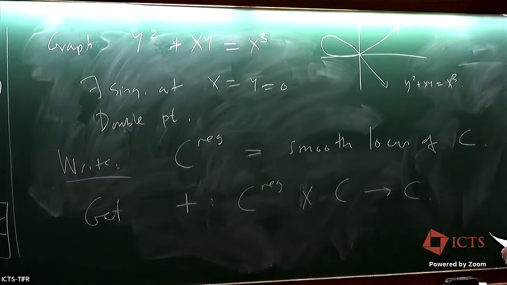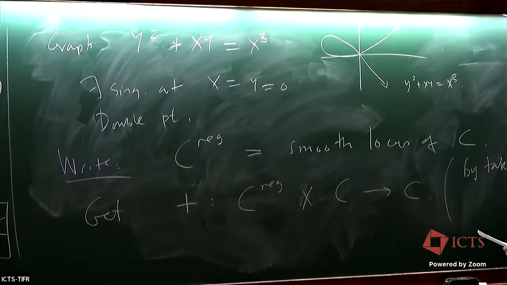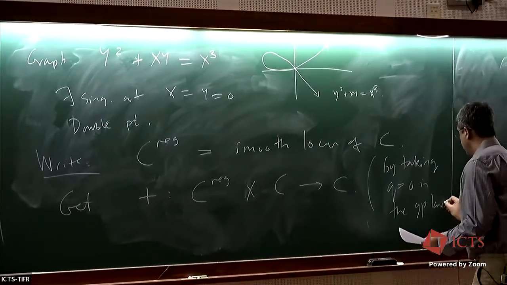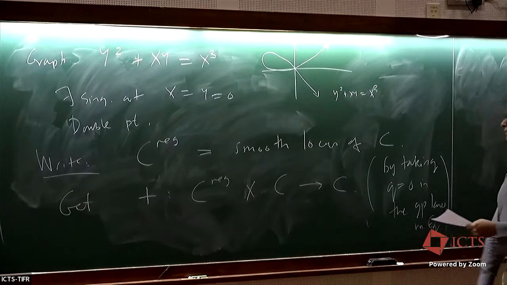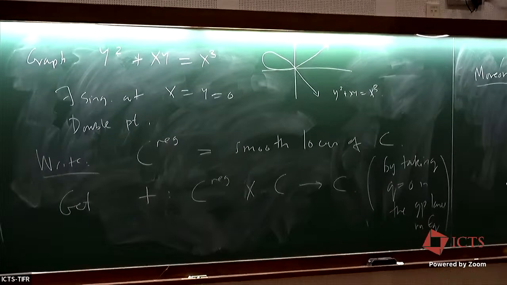Okay, so now group law, q equals 0 in the group law on E_q. Moreover, you can extend this to the normalization, this group law, in the following way. You have this action of C reg on C. C reg was just G_m, we just said that.